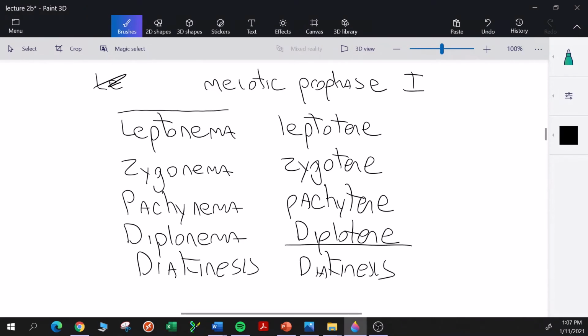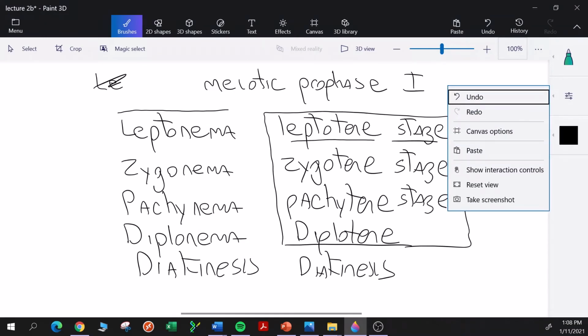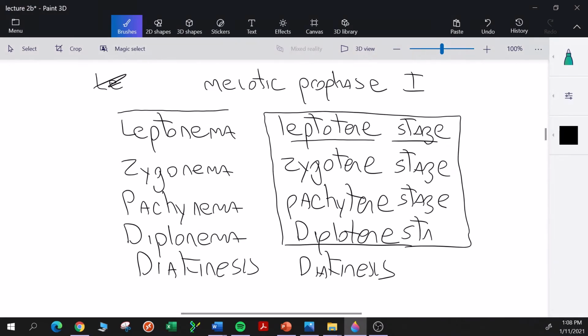So these terms up here, these are actually adjectives. And technically we're supposed to put a noun, stage, after these. So leptotene would be the adjective, stage is the noun, leptotene modifies stage. So if we ever say leptotene or zygotene, we're supposed to say stage after it. Or instead of saying leptotene stage, we could just use one of these terms over here. We could say leptonema. So I might go back and forth between leptotene stage and leptonema. They mean the same thing.